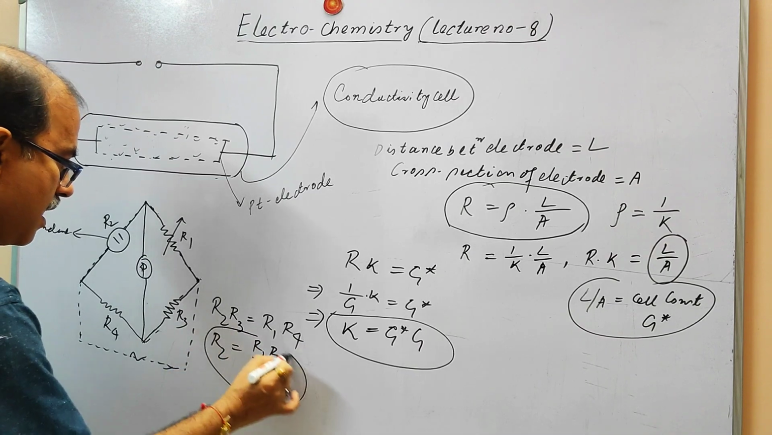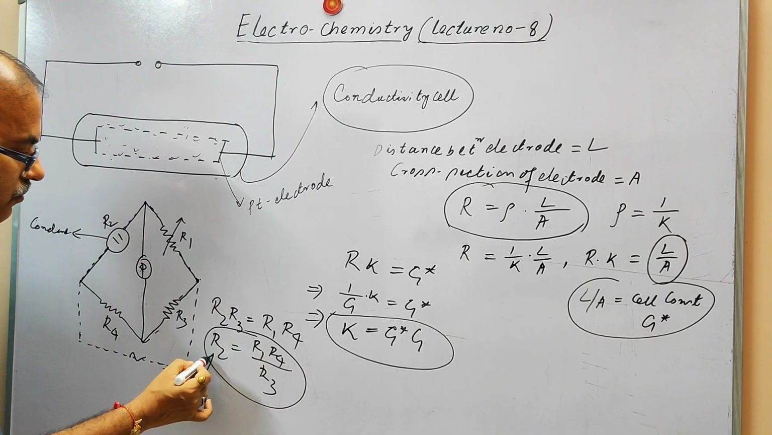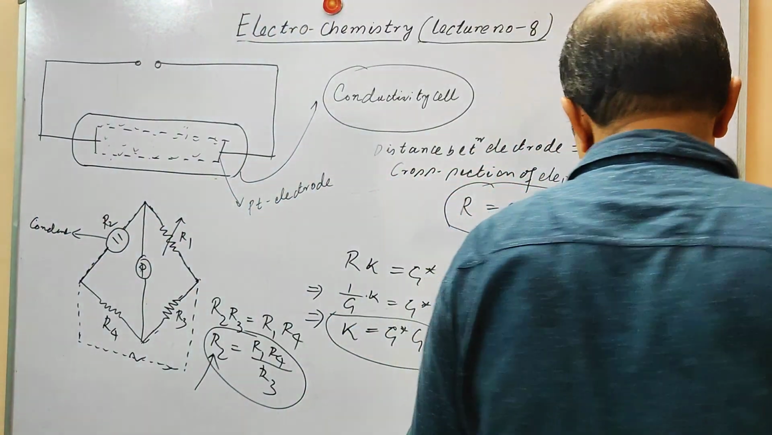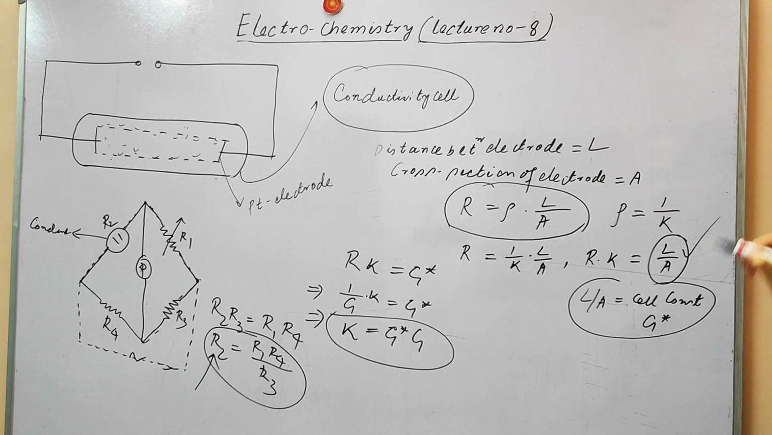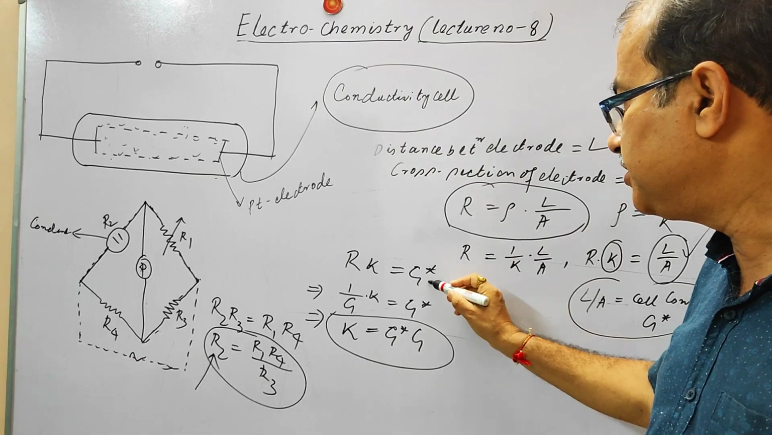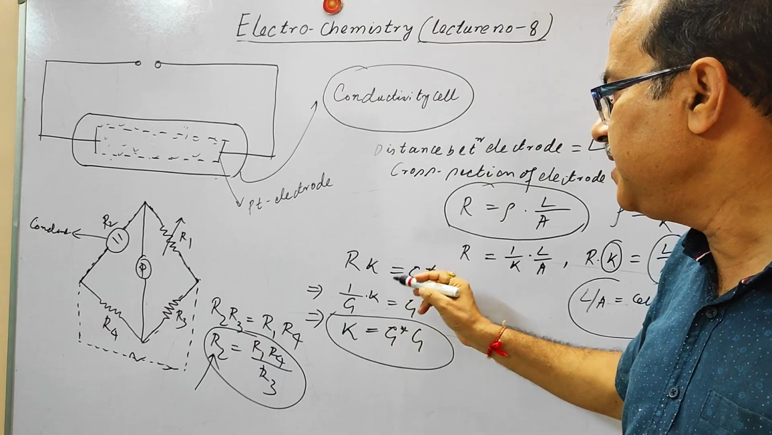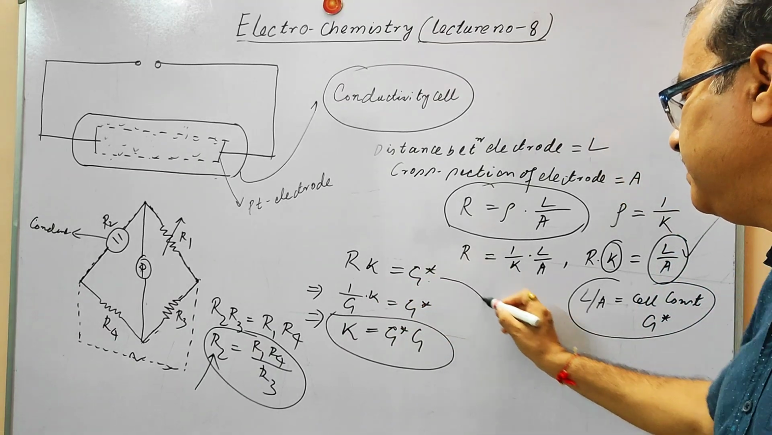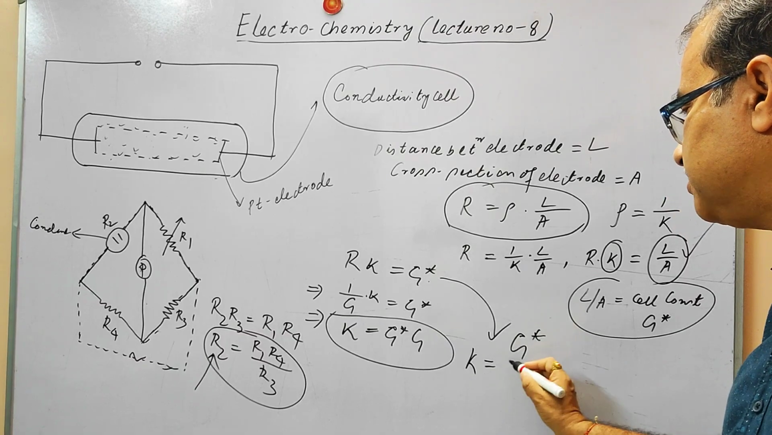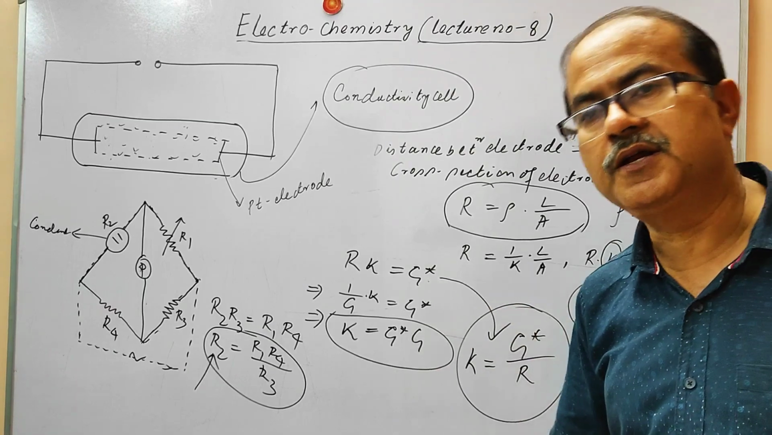So this is a relation, and these resistances we know, and we can easily calculate the resistance. And when we know the resistance and when we know the cell constant, we can calculate the conductivity of the cell. It is kappa equal to cell constant divided by R. This is the relation. Different types of problems are going to come.